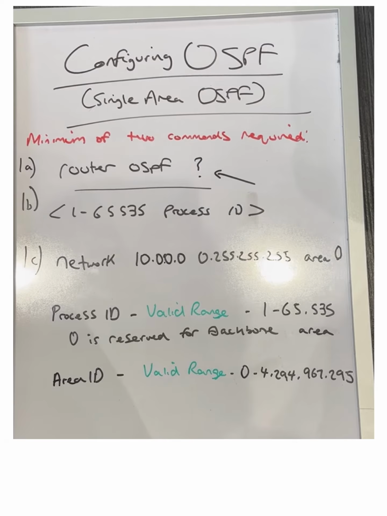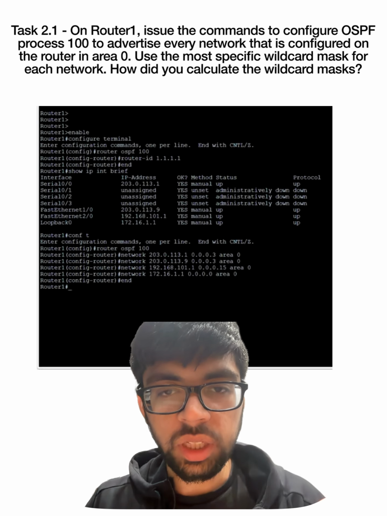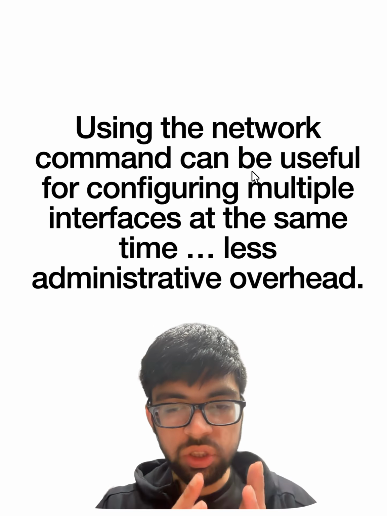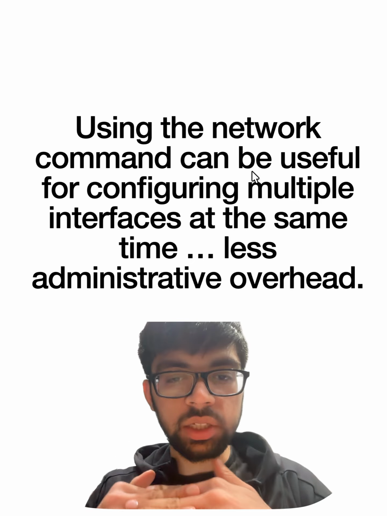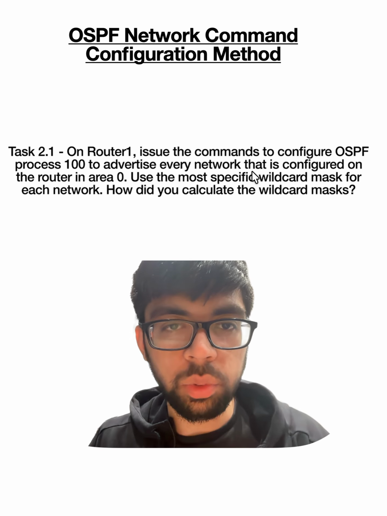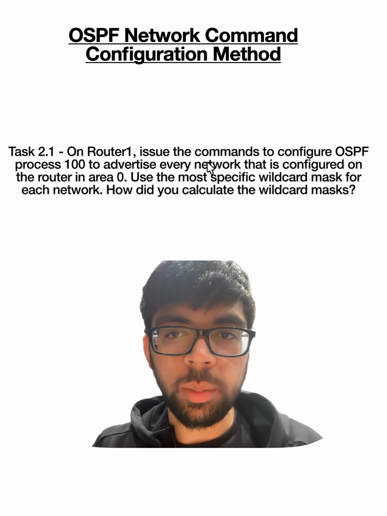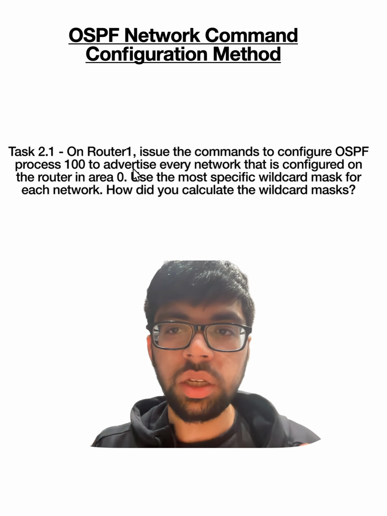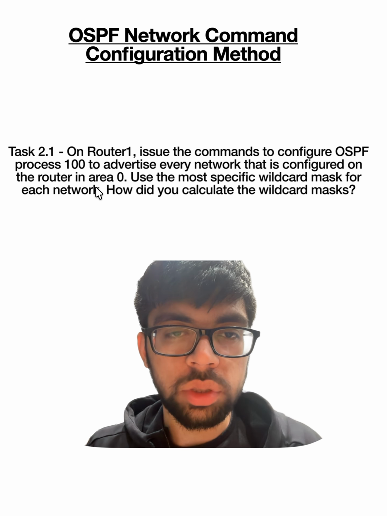However, this method is advantageous because it allows us to configure multiple interfaces for a particular area at the same time. It's less administrative overhead. And if I show you an example when we use this, like here, on router 1, issue the commands to configure OSPF process 100 to advertise every network that is configured on the router in area 0. Use the specific wildcard mask for each network.